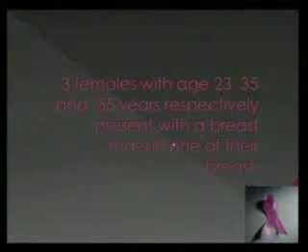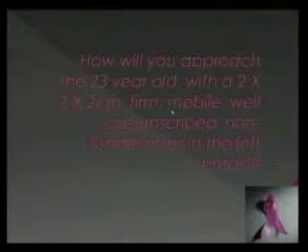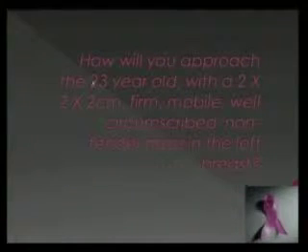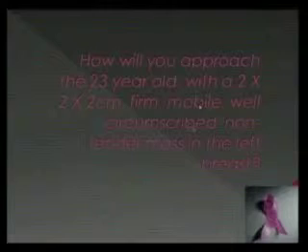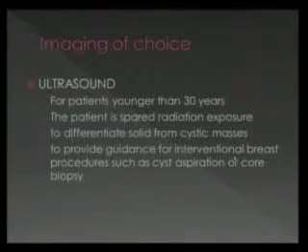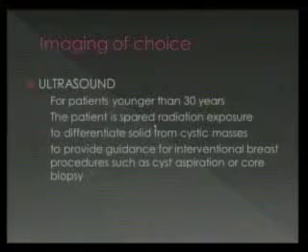So, cases. You come into the acute clinic and you have 3 patients who present with a breast mass. One is 23, one is 35, and one is 55 years of age. How will you approach the 23-year-old with a 2 by 2 by 2 centimeter firm, mobile, well-circumscribed, non-tender mass in the left breast? Imaging of choice for this patient is ultrasound.